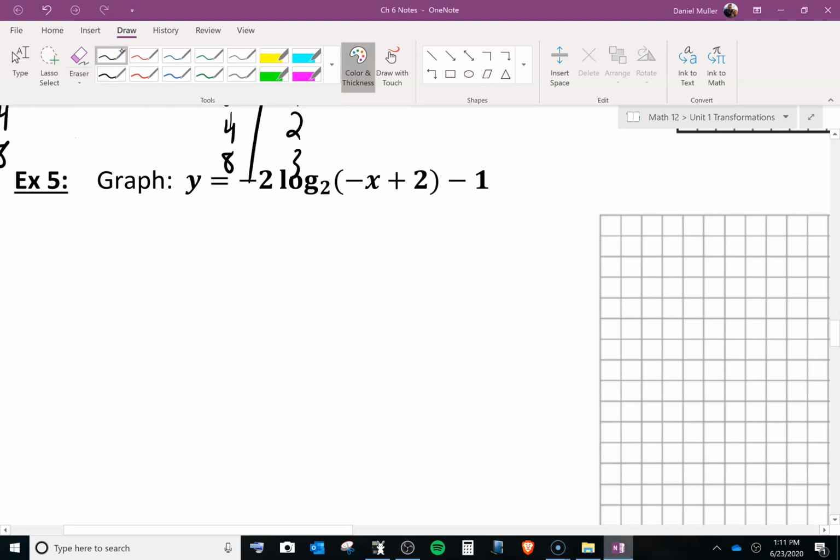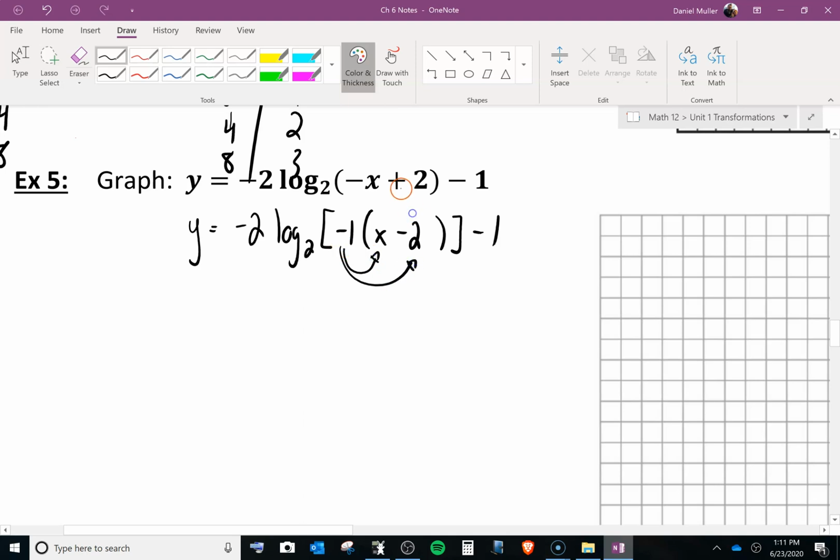All right, only 2 more examples to go. The first thing I'm going to do actually is notice that this x on the inside is not alone. So I'll take out a -1 and just get an x. 2 divided by -1 is -2. You can check if you bring the -1 in, you're going to get a -x, and then you're going to get a +2. So that's how you know you've done it correctly.